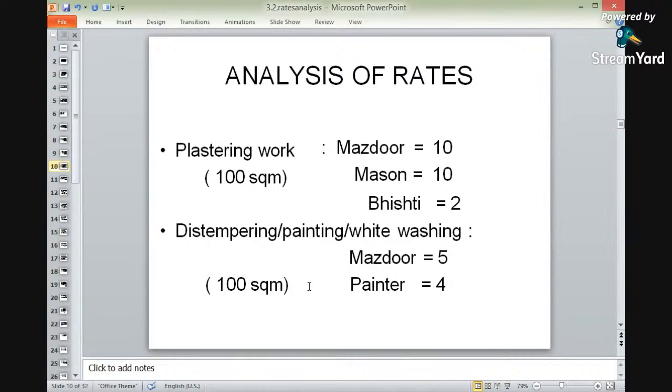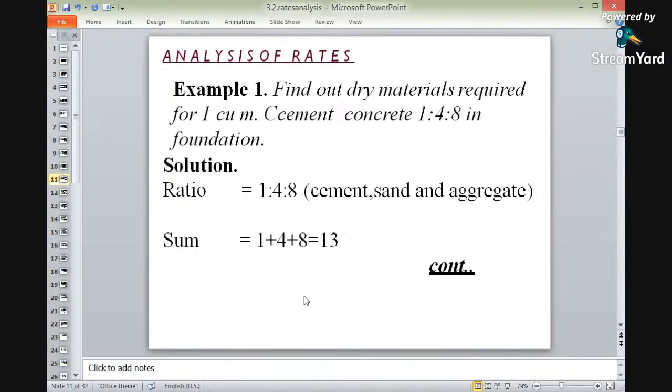Distempering or painting or whitewashing. If we have plastering works for a 100 square meter area, the painting work has to be carried out for 100 square meters. How many mazdoors are required? That is 5, and painters required is 4. Here we have a simple example in which first we will find out the quantities. In further slides we will multiply with the cost also. But in this case we will find out only the materials required.